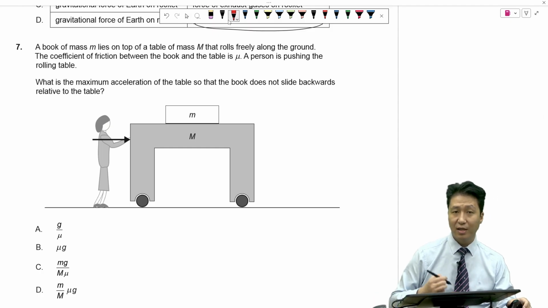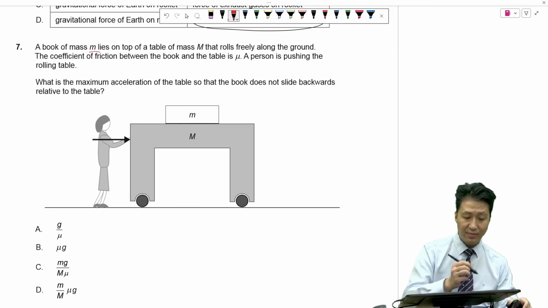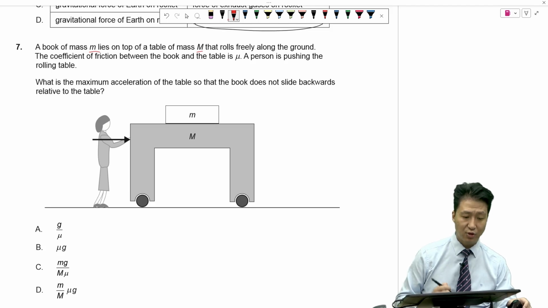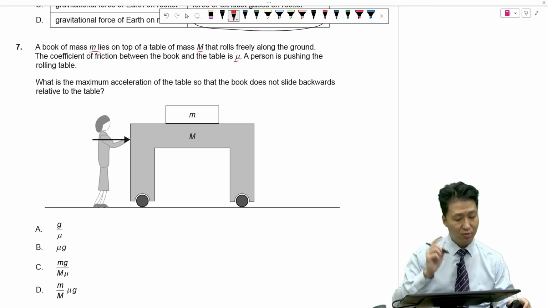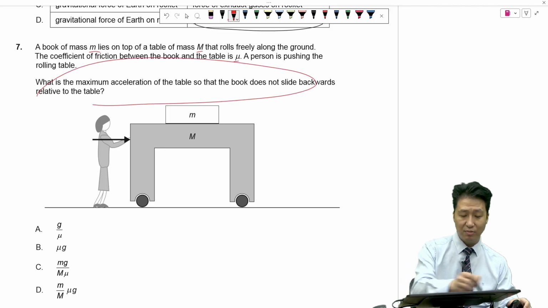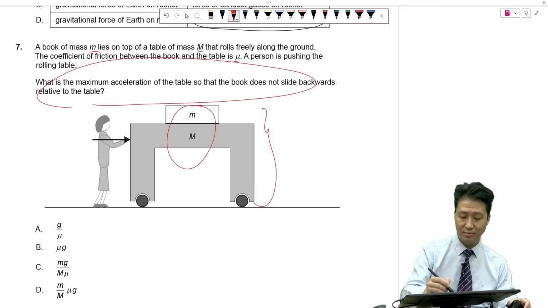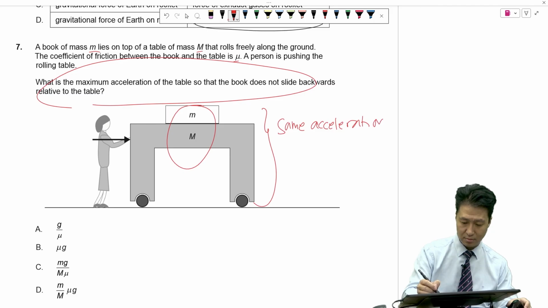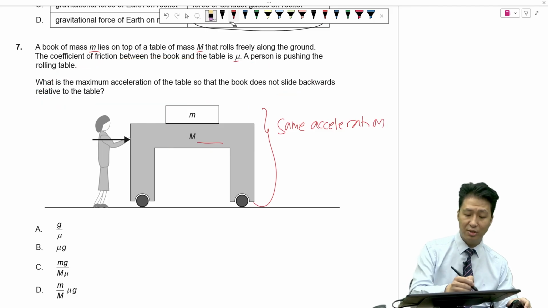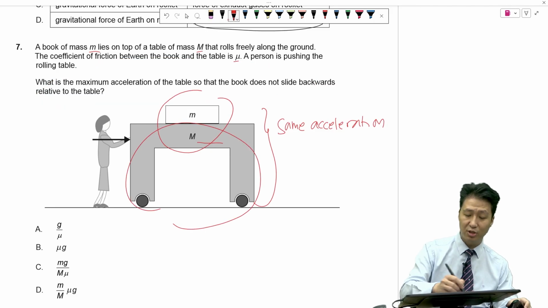In question number 7, a book of mass lowercase m lies on top of a table of mass uppercase M that rolls freely along the ground. The coefficient of friction between the book and the table is mu. A person is pushing the rolling table. What is the maximum acceleration of the table so that the book does not slide backwards relative to the table? What this basically means is they both have the same acceleration. So whatever acceleration she pushes the cart, the book should also have the same acceleration.